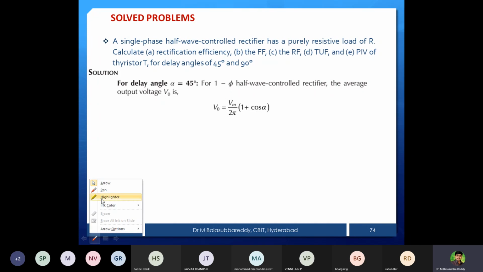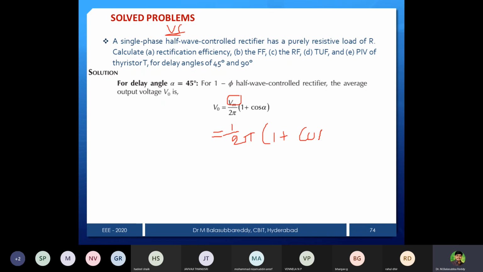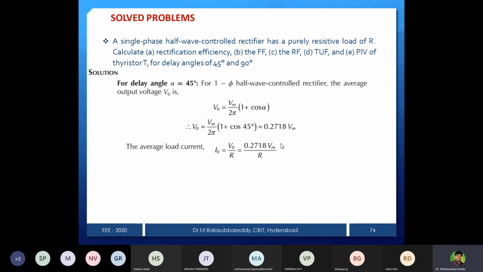In this simple substitution, Vs is not given, so you keep Vm as such. And what is the substitution? I can write 1 by 2 pi into 1 plus cos of 45 degrees. So we will get V out. V out is equal to 0.271 Vm. Similarly, I want I naught also. How will you get I naught? V naught by R. That will give the average load current.